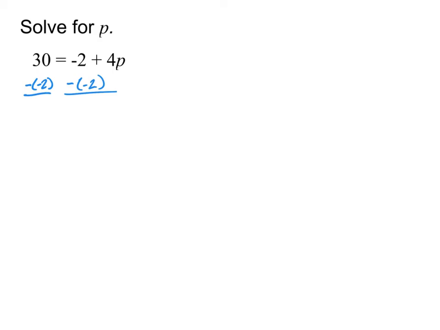And so when we do that then, I'm going to do 30 minus a negative 2 on the left side. Remember that minus and negative, whenever you see those two right next to each other like that, they cancel each other out. And it ends up working the same way as if it was plus a positive 2. And so 30 minus a negative 2 then will equal 32. And on the right side, the negative 2 minus the negative 2 would be 0. And then we're just left with the 4p.